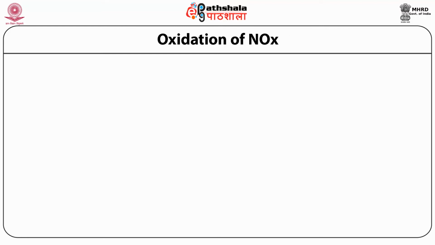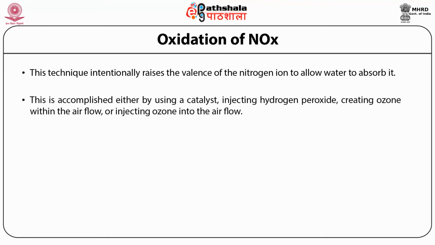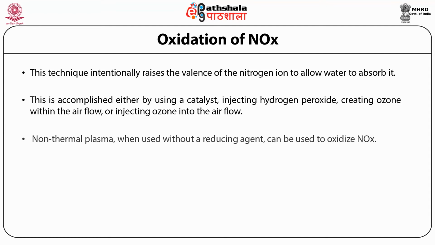The fourth method is the oxidation of the oxides of nitrogen. This technique intentionally raises the valence of the nitrogen ion to allow water to absorb it. This is accomplished either by using a catalyst, injecting hydrogen peroxide, creating ozone within the airflow, or injecting ozone into the airflow. Non-thermal plasma, when used without a reducing agent, can be used to oxidize the oxides of nitrogen.